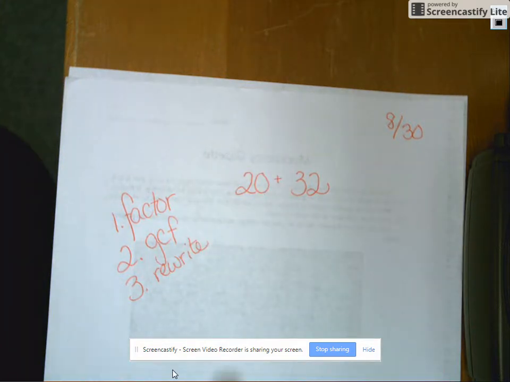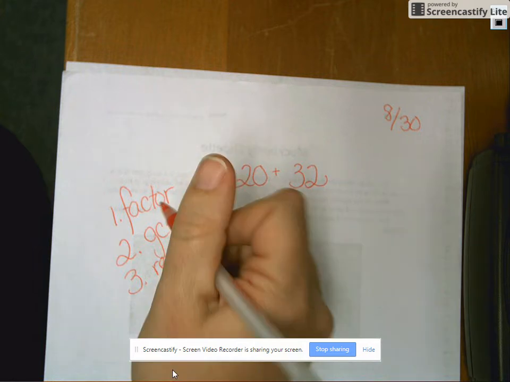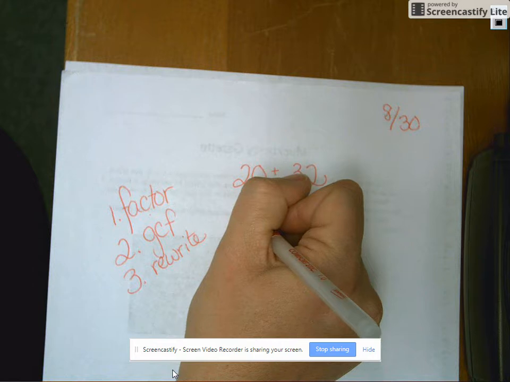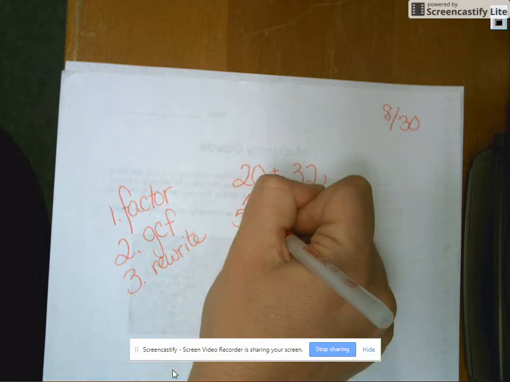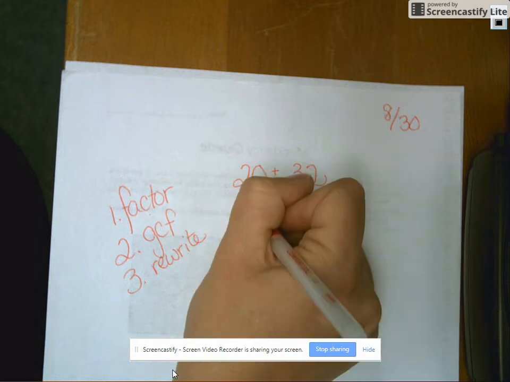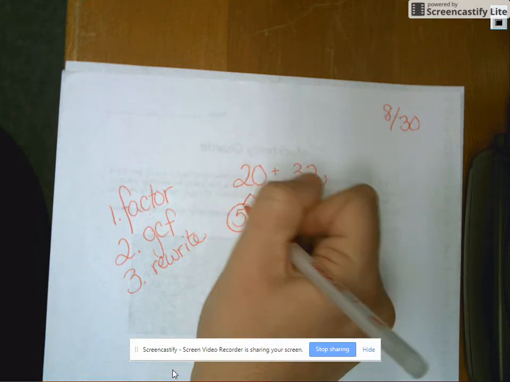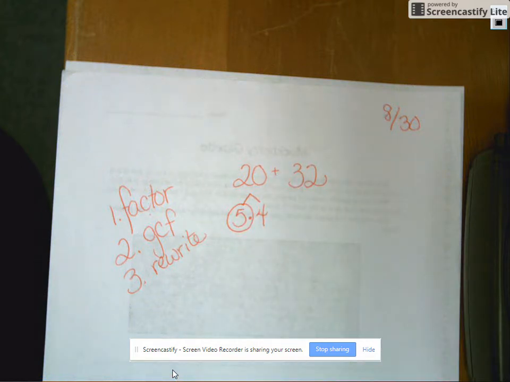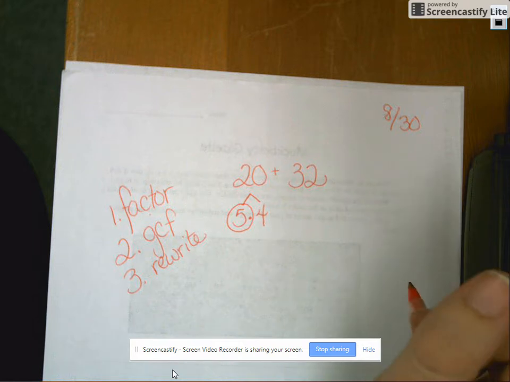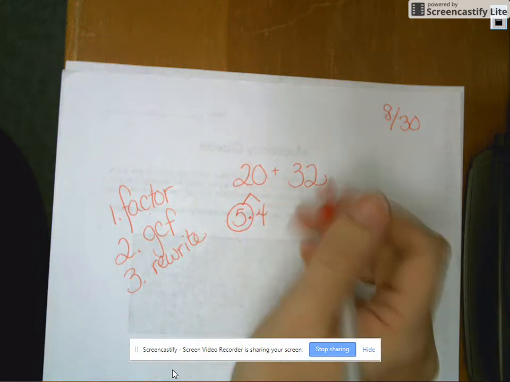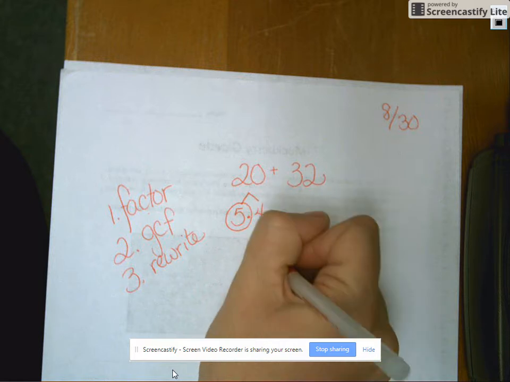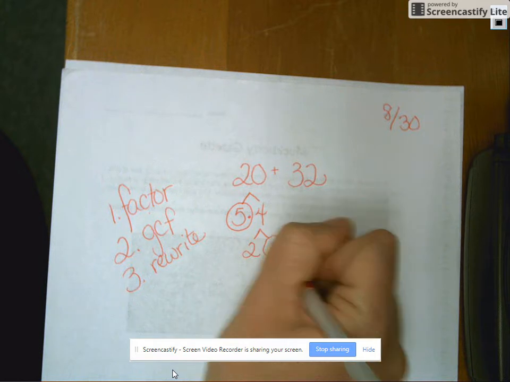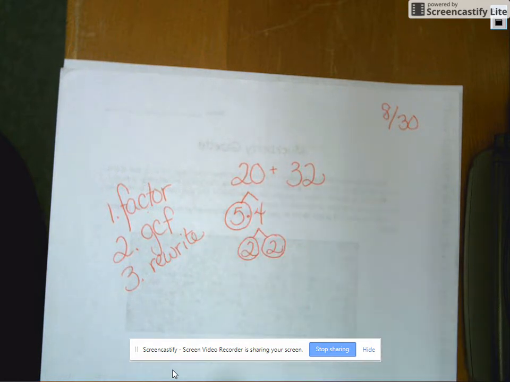All right, so let's do these steps. Step one, factor. So 20, we can break that down into 5 times 4 or 10 times 2. Remember in class, we talked about how it doesn't really matter the way that you break it down. You'll come up with the same prime factors either way. So here I circled 5 because it was a prime number. And I know that 4 is not a prime number because I can break it down into 2 times 2. Both of those are prime, so I circle them.